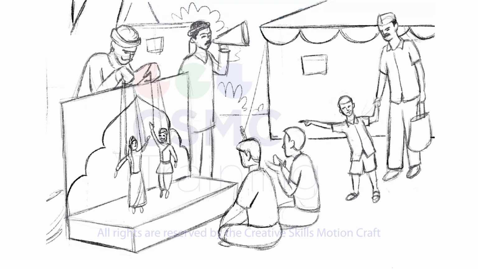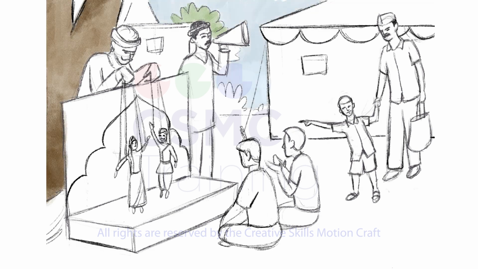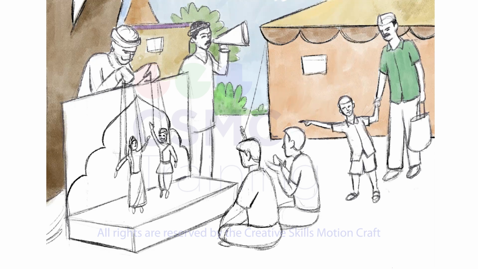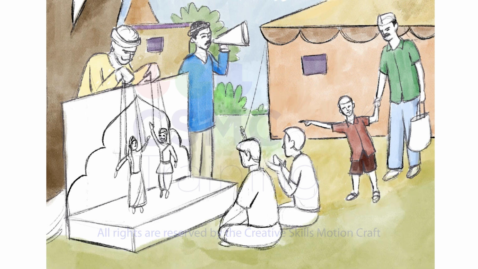Give a pat on your back for finishing the sketch, and now let's start with the fun part, coloring. Carefully color the sketch and make sure it doesn't get out of the outlines. Use light strokes to create shadows and highlights, giving a three-dimensional feel to our characters as well as our props.